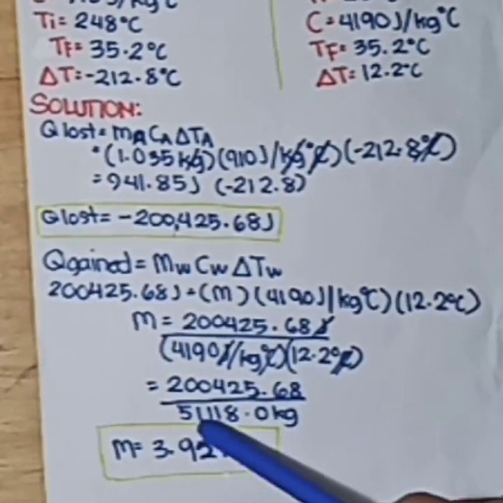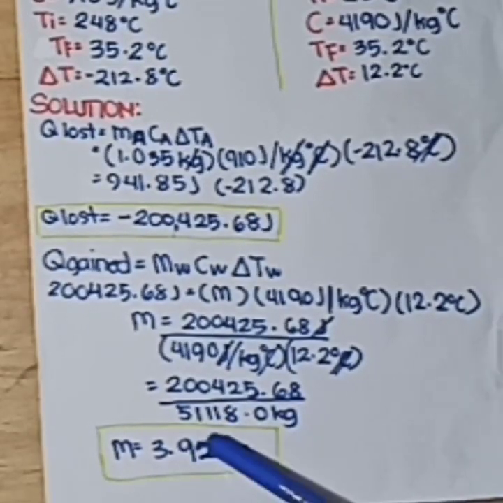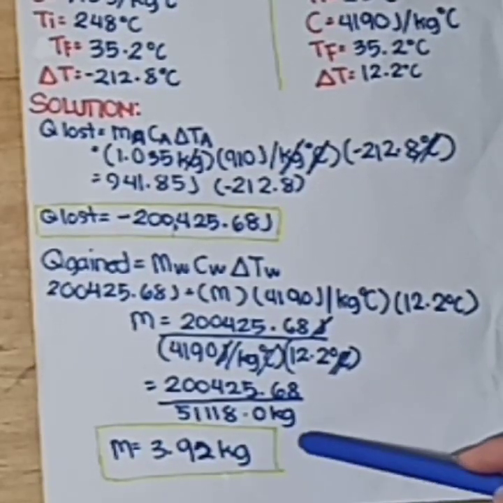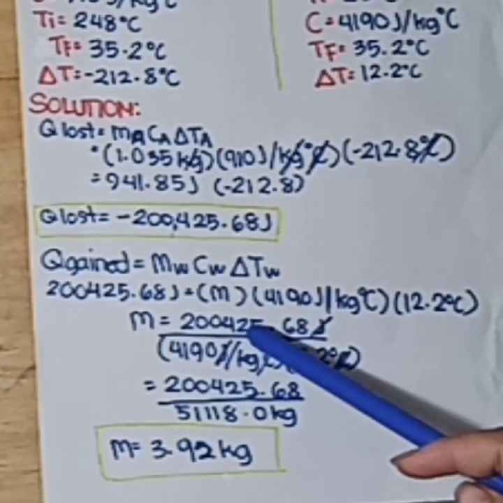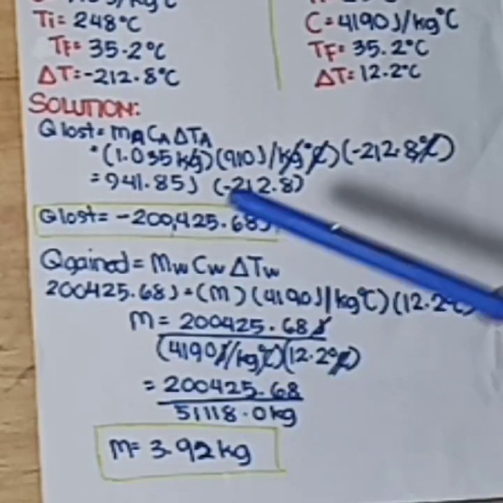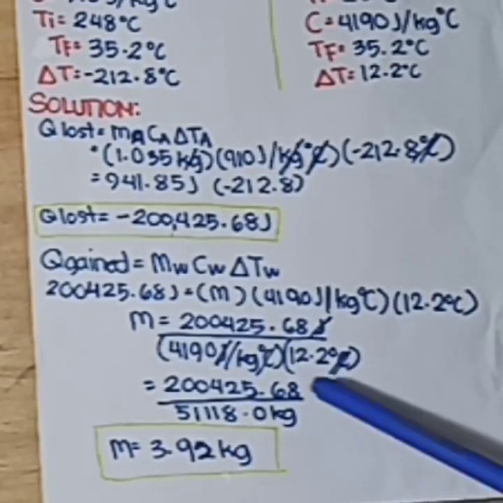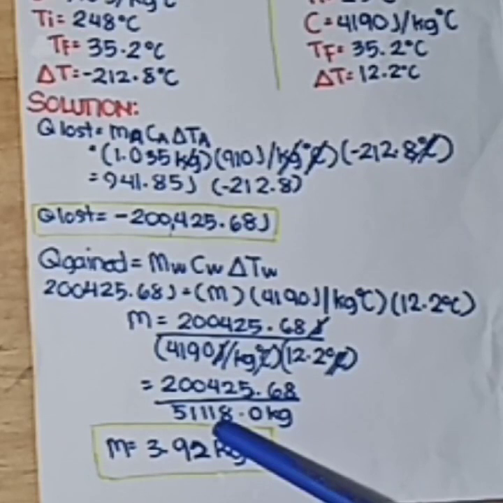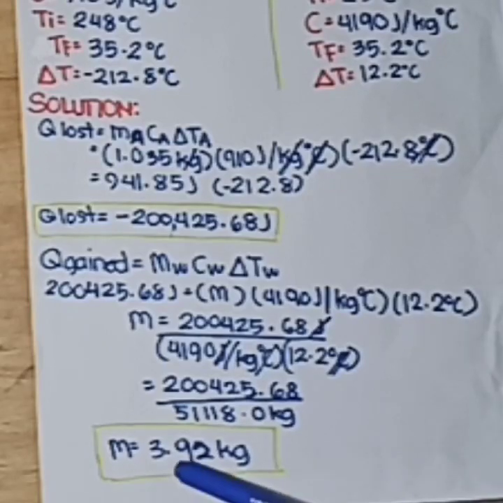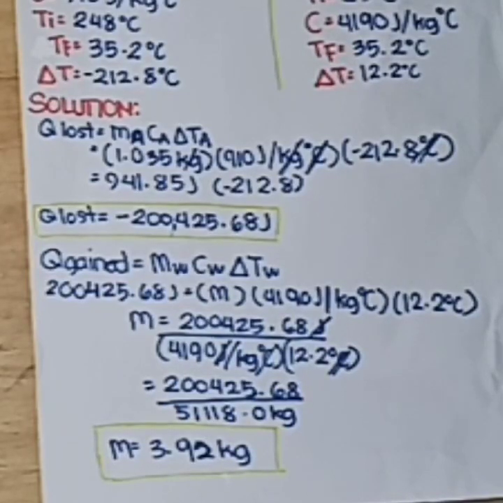So the answer is 51,118.0 kilograms. And we just copied here the 200,425.68. So we're going to divide it. So 200,425.68 divided by 51,118.0 kilograms is equal to a mass of 3.92 kilograms. So that's all. Thank you.